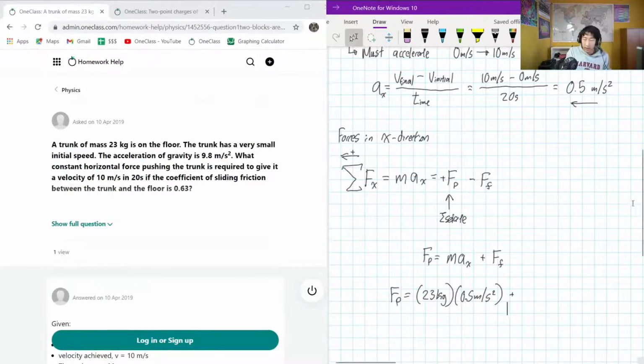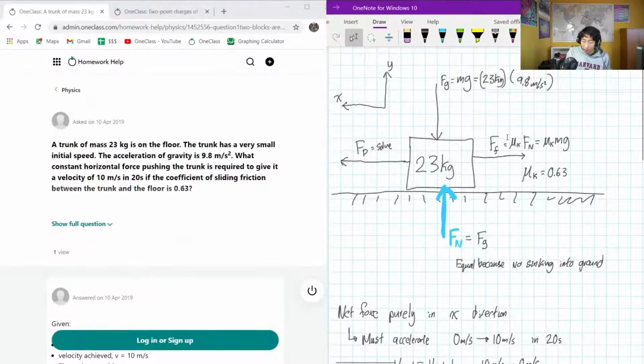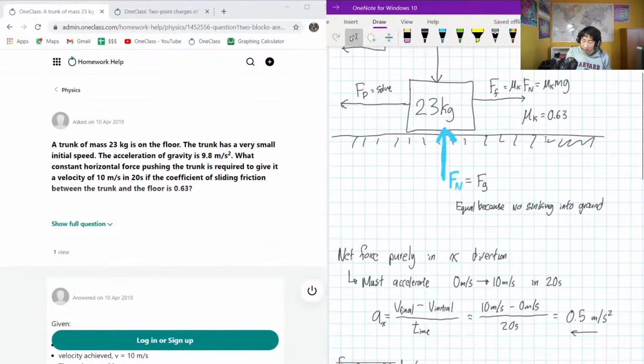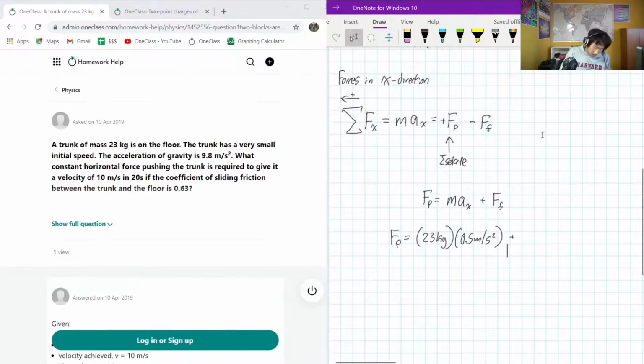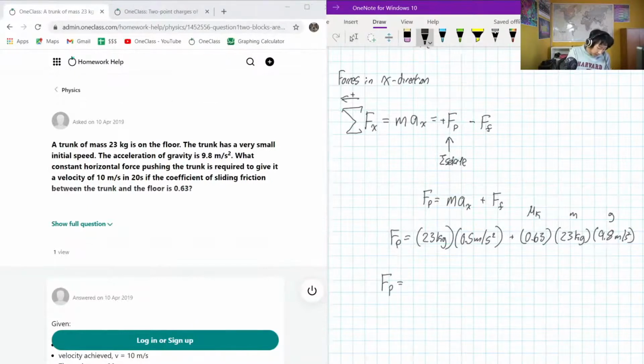Plus the frictional force. Now from our diagram up here, we know that our frictional force is dependent on our normal force. We know our normal force is equal to our gravitational force. So we have a mu k, coefficient of kinetic friction, times mass times gravity. So our coefficient is 0.63 times our mass, 23 kilograms, times 9.8 meters per second squared. And that's our g. Once we find this calculation, this will be our force of our push required for this to happen.